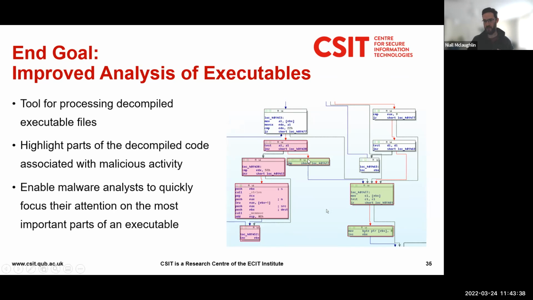So what we're trying to do here is develop a tool for malware analysts, which helps them to focus on the really interesting parts of the malware file. And like I said, this is just my vision. This isn't something which is real, but hopefully in a few years, this is the kind of tool that we'll be able to deploy into the real world.